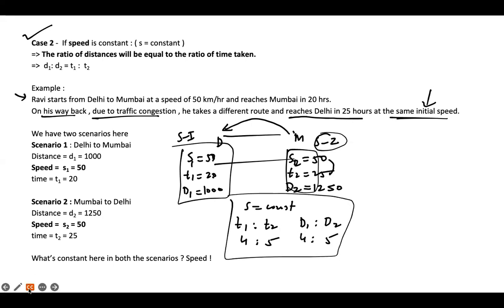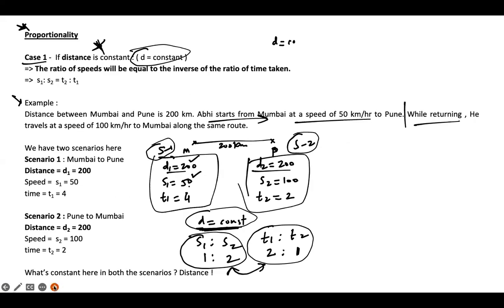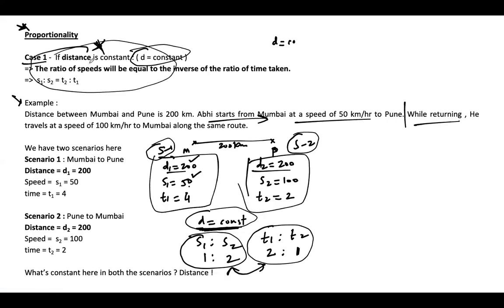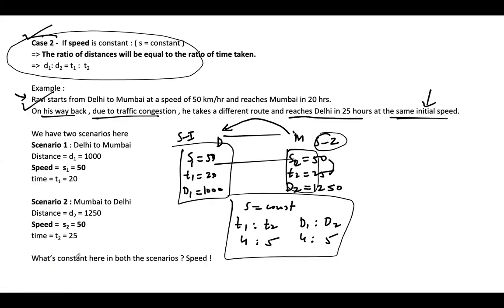I have given you all these examples deliberately. Please remember these examples rather than remembering this. Remember the examples, and you'll automatically remember this; it need not be remembered separately. So if speed is constant, the ratio of time is equal to the ratio of distances.